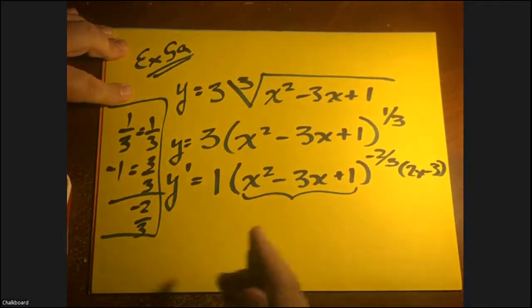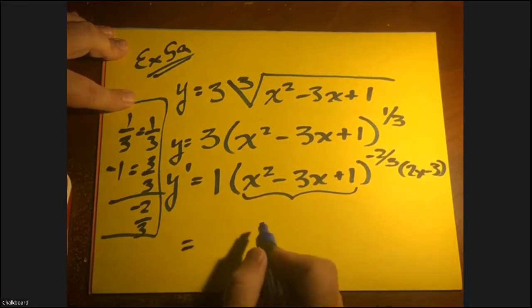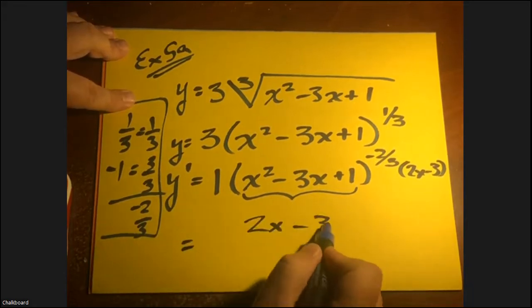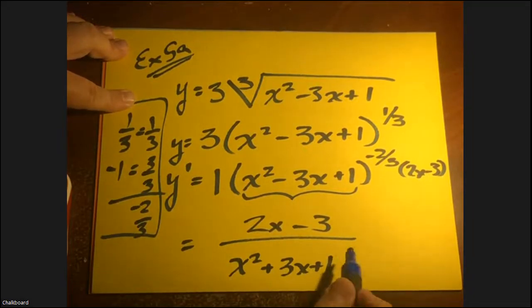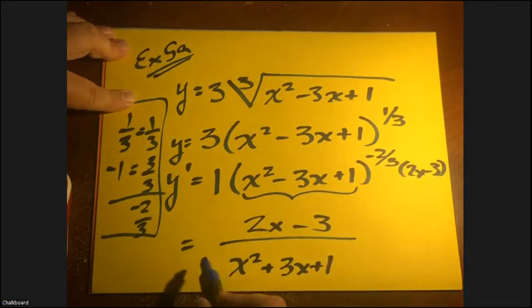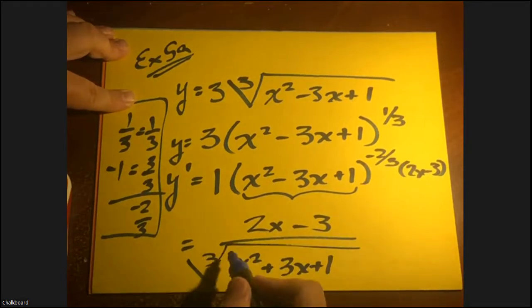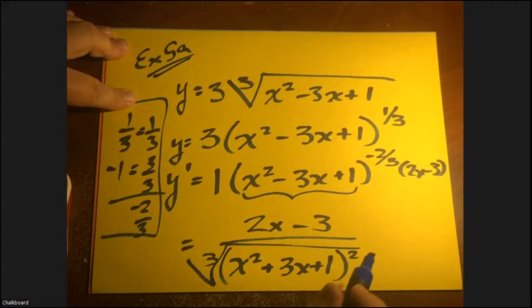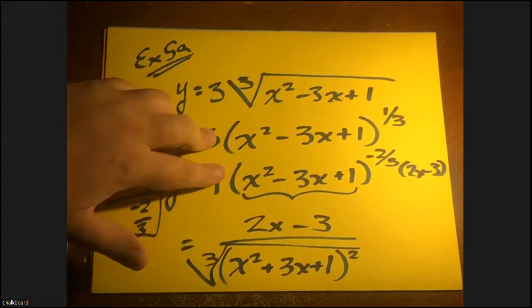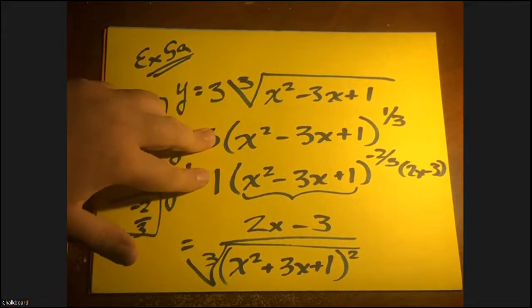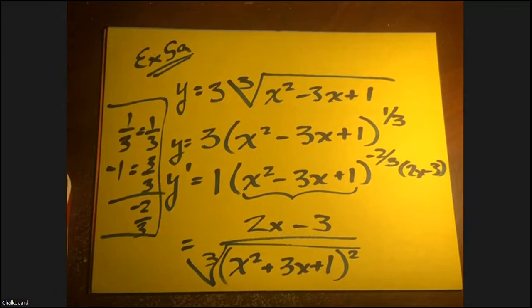Want to put them all in one fraction? Okay, so it would look like this. 2x minus 3 goes on top. Since this is negative, it goes on the bottom. And since this is 2/3, that means it's a cube root here. And it also means that it's squared like that. Very ugly looking, but that's what it would be. You could also have just rewritten it the way you see it here. WebAssign will take it just like this. I mean, don't put the 1, but WebAssign will take it just like that.